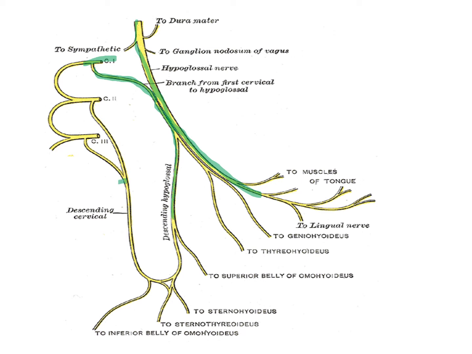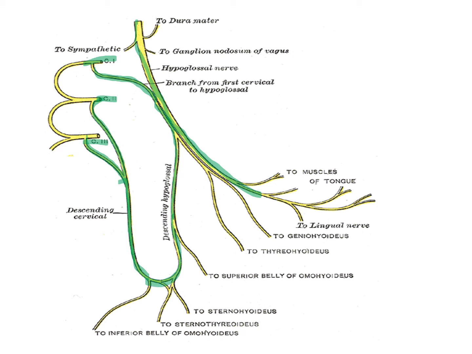We have the inferior root of the Ansa cervicalis which gets its fibers from the second cervical spinal nerve and third cervical spinal nerve. So these will join to form the inferior root of the Ansa cervicalis. The inferior root will join with the superior root and form Ansa cervicalis.